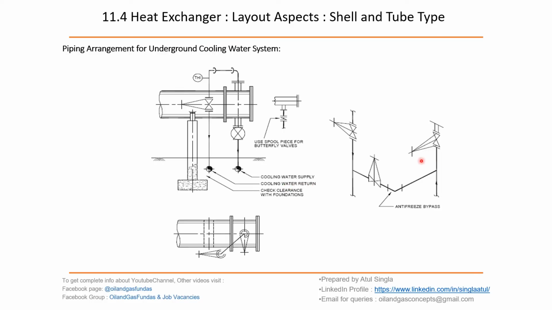Sometimes we are having an antifreeze bypass, so we can route it like this so that all three valves are operated and have proper access to operate. Here also, if you see, we have routed this cooling water away from this bonnet so that the operator can stand here and open the bonnet at the time of maintenance.